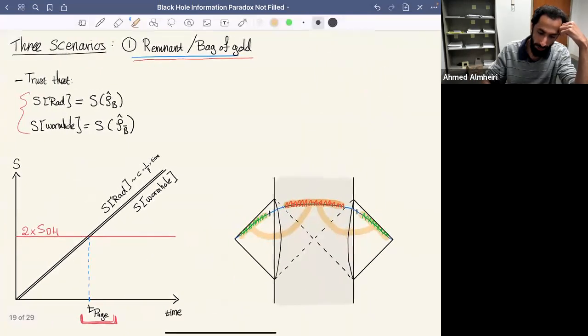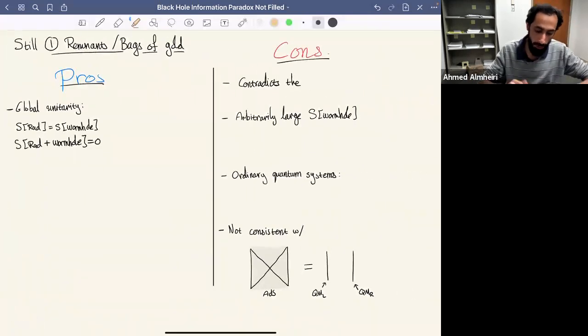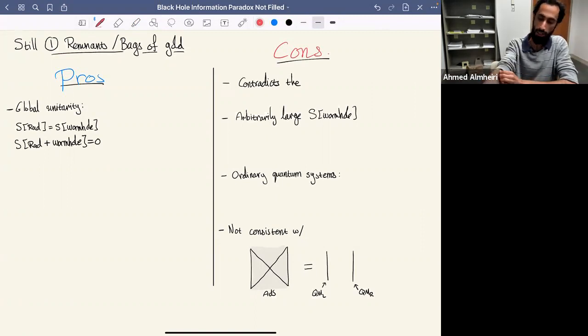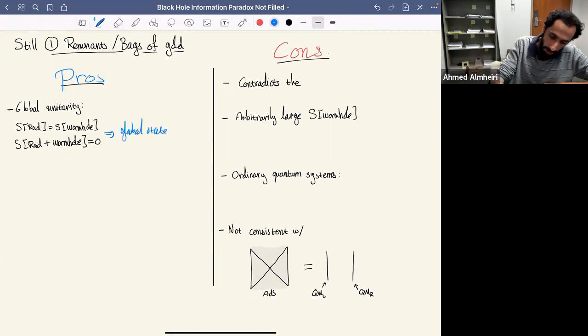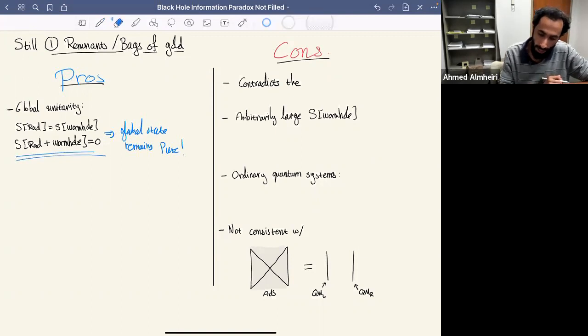Let's talk about the pros and cons of this scenario. So the pros is that you have what you can call global unitarity, right? The state on these Cauchy slices as a function of time is pure, or remains pure. So let me just say the global state remains pure. So it looks like we don't need to introduce any new physics. It's all good. And the radiation purifies the wormhole. The cons are a lot.